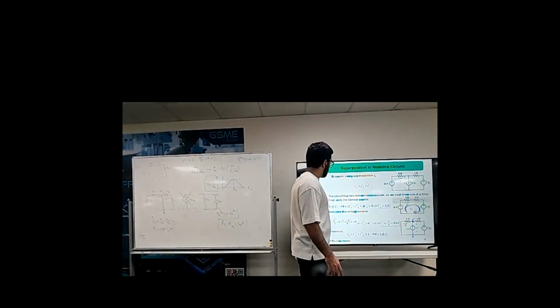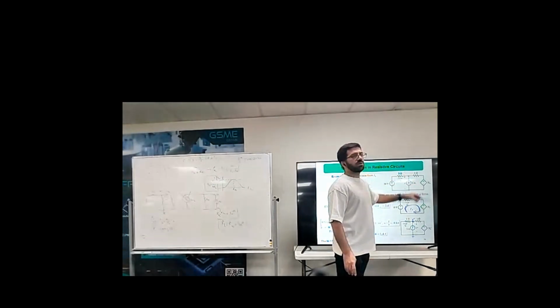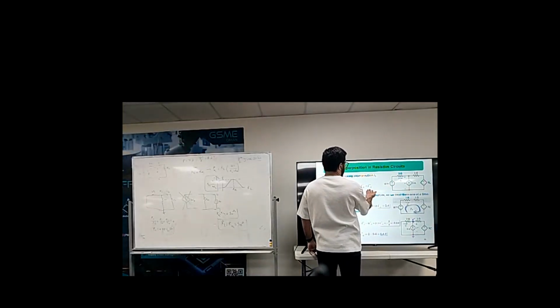I can apply KVL only. I have one mesh here. Apply KVL, find Ix. I write it as Ix prime, because I omit this current source. I need to find Ix prime. Another time I omit this voltage source. I find Ix second. I add these two, which means it should be Ix.